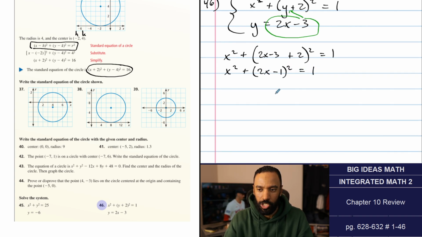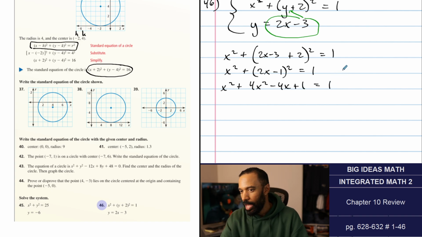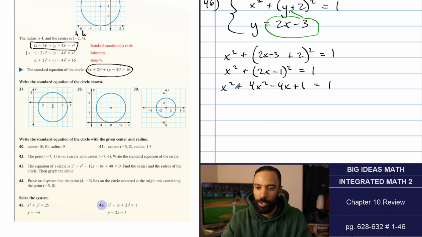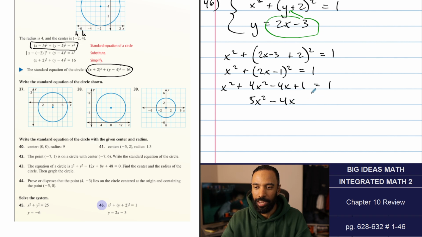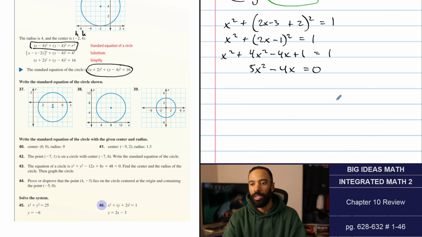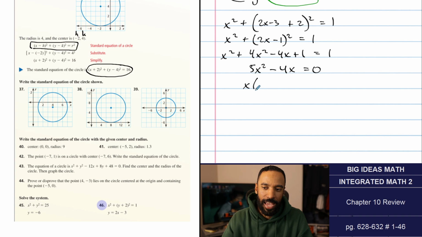Now I must expand this here. x squared plus, this expands to 4x squared minus 4x plus 1. I'll let you labor through that if you need to. I can subtract 1 from both sides and they will cancel out. And x squared plus 4x squared is 5x squared. And I have this minus 4x still here. The 1's are gone. This equals 0. I have a common factor of x and x only.